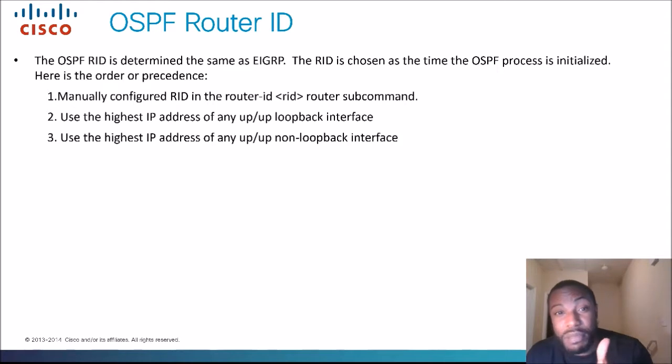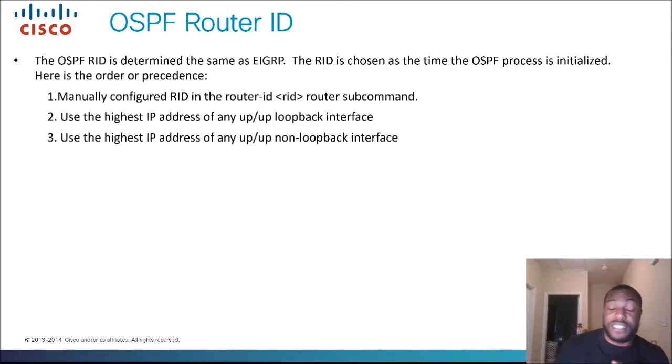It uses the highest IP address of any up loopback interface. So it'll pick the highest loopback interface if you didn't explicitly say what the router ID should be. If there is no loopback, it'll pick the highest IP address of any up non-loopback. So any interface, any gigabit interface, any fast interface, any serial interface. As long as it's up, it'll choose that as the router ID. If not, then the OSPF process, I don't believe, will start, because you don't have a router ID. So you have to define that.